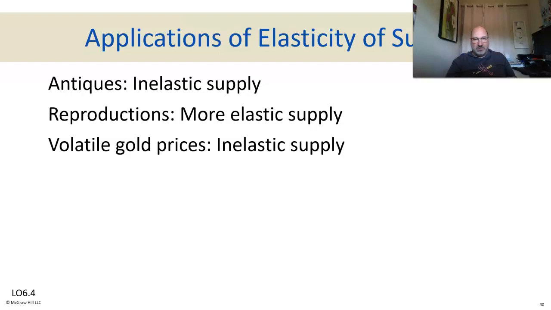So some applications of this. Antiques have a very inelastic supply. It's pretty much perfectly inelastic if you think about it. They were created 25 years ago or more, so there's nothing you can do with that. You can't make new antiques. Reproductions are a more elastic supply. You can build new reproductions of antiques. If all of a sudden people start falling in love with a type of antique, we can build reproductions. We just can't build new antiques. And gold prices are pretty volatile depending on what happens with interest rates and what happens with other things in the money markets. But gold is still somewhat inelastic.